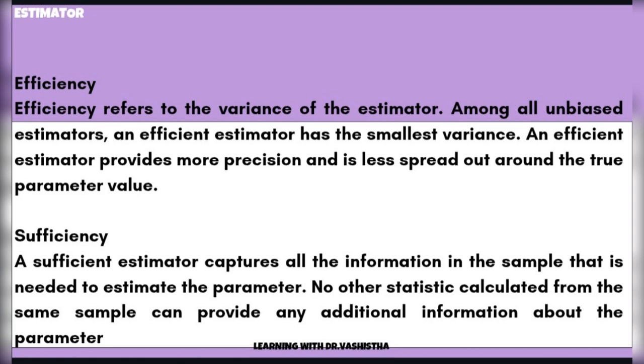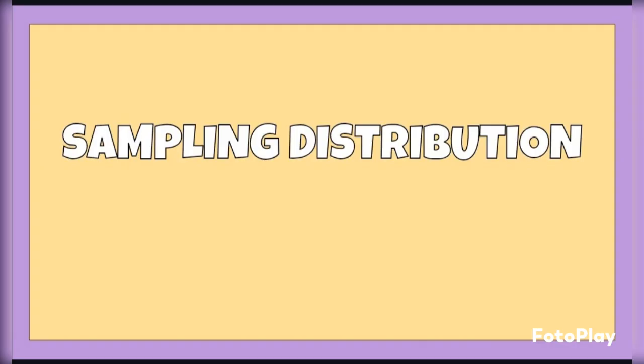Further, it should be sufficient. What does sufficiency mean? A sufficient estimator captures all the information in the sample that is needed to estimate the parameter, especially the important one. No other statistic calculated from the same sample can provide any additional information about the parameter, otherwise it will be called an insufficient estimation.